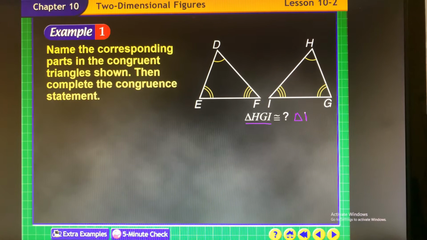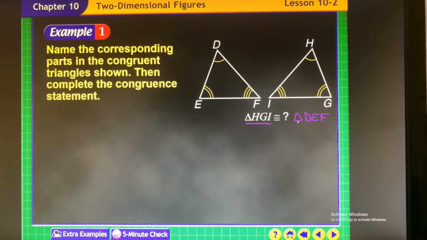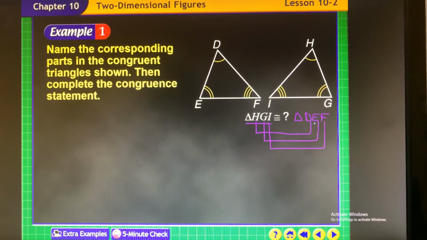is congruent to triangle D, E, F. Do not assume that it goes alphabetically. You got to match it angle to angle. So now when you look at this, you can see that angle H is congruent to angle D. Angle G is congruent to angle E, and angle I is congruent to angle F, because you already have it matched up. Those would be corresponding congruent parts.